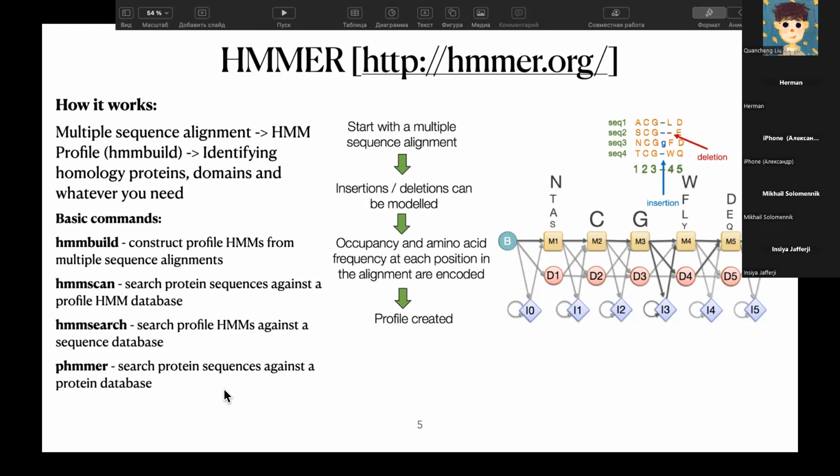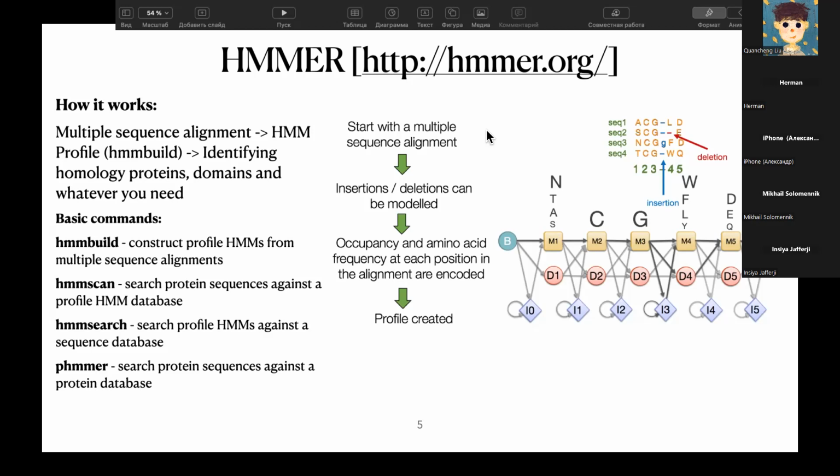And what is HMMER and how does it work? All information about this program you can find at this address. HMMER is a popular package for sequence analysis written by Sean Eddy. It detects homology by comparing a profile HMM to either a single sequence or a database of sequences. And HMM is a hidden Markov model.